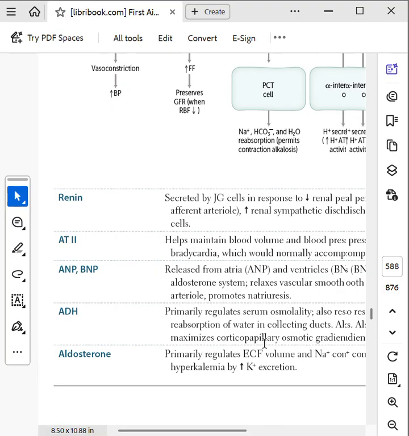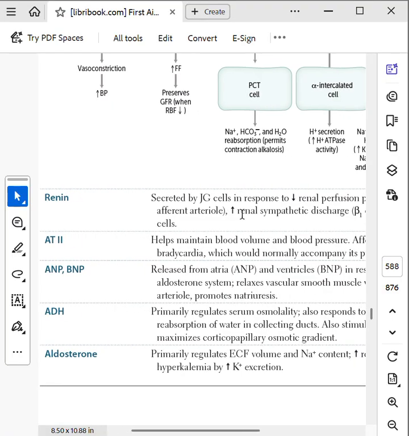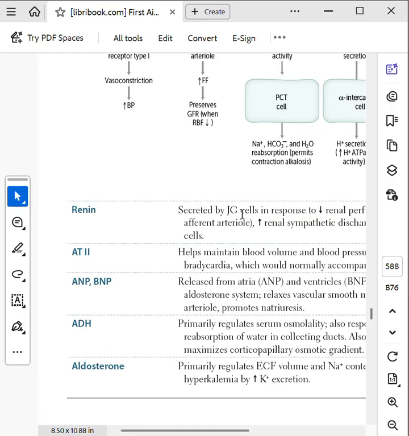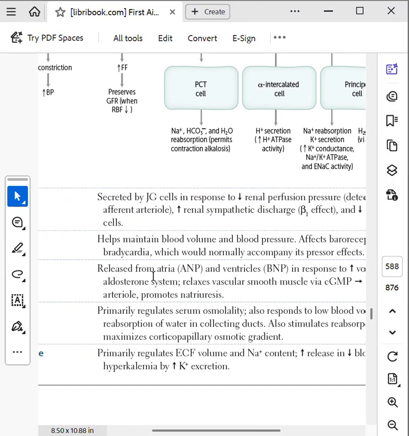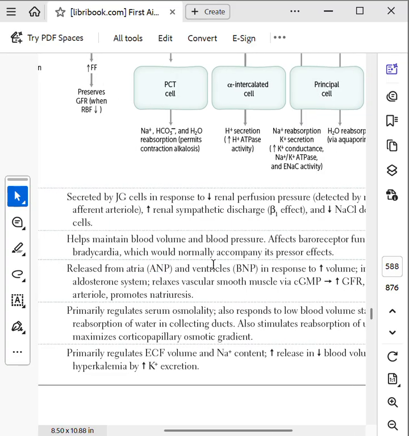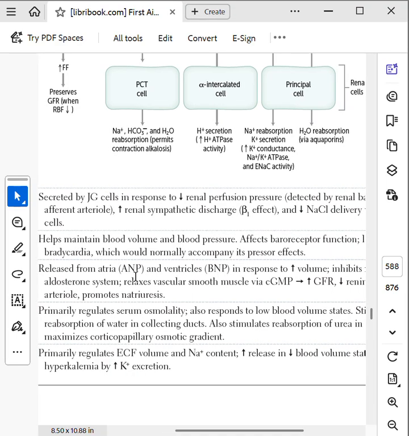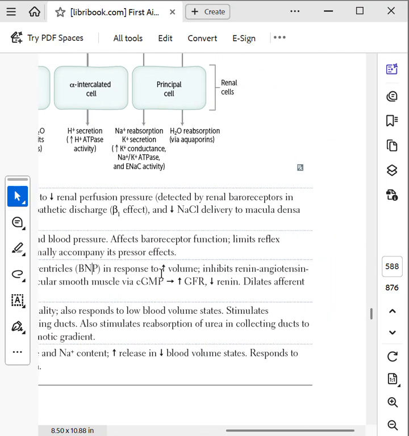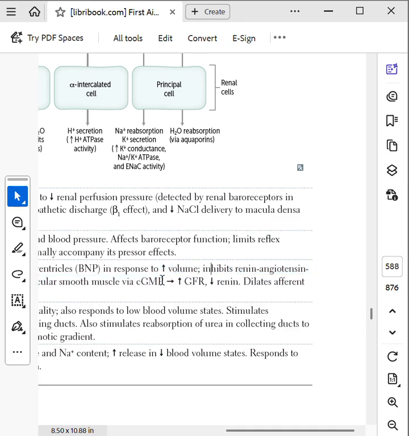So this is what is revised here, and I've explained all of this except for two things, ANP and BNP. ANP, A for atria, is released from the atria. B, you can remember that it's not A, so it's from the ventricles. Ventricles release BNP, and ANP is released from atria in response to increased volume. So in heart failure patients who have a high volume, you always see ANP and BNP increase.